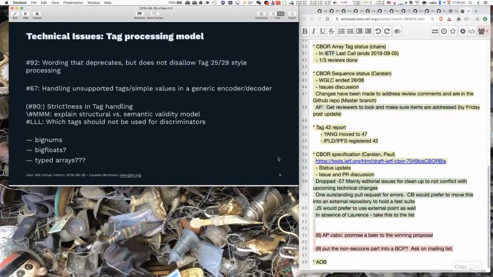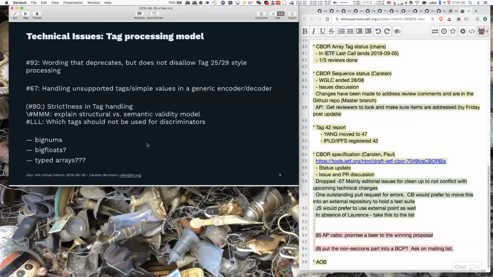So to give you an example here, recent versions of JavaScript now have big ints. And in JavaScript, big ints are a completely separate universe from other numbers. And that, of course, means when you're serializing JavaScript, you want these big ints to be different from everything else. And one idea one might have is to say, oh, we have these tags 2 and 3 for big nums. Why don't we use them for big ints only?